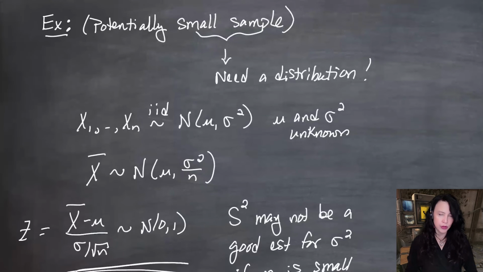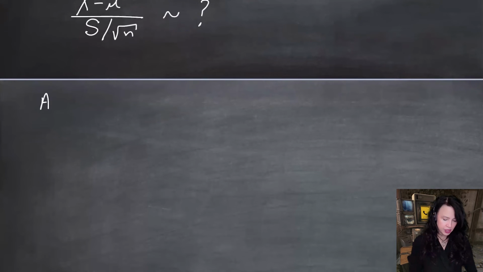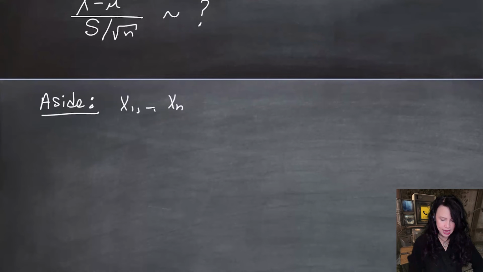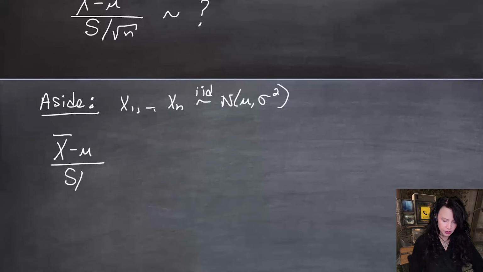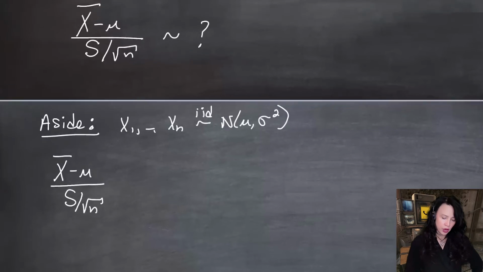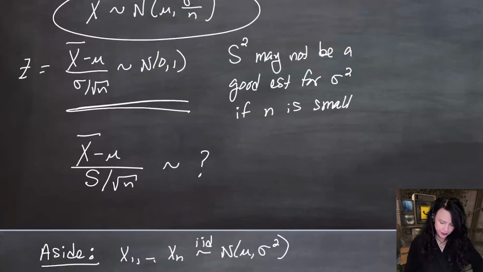This is a rather large aside for the example, so let me clearly mark this. I'm about to go off the rails. If we have x1 through xn, IID normal mu, sigma squared, I want to know the distribution of x bar minus mu over s over the square root of n. We already know x bar has this normal distribution.